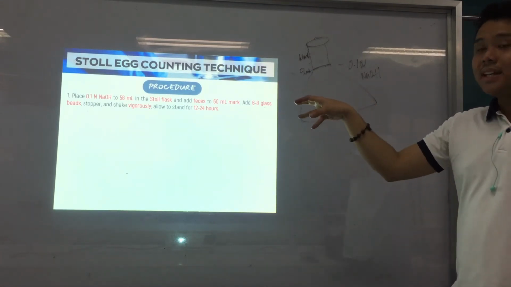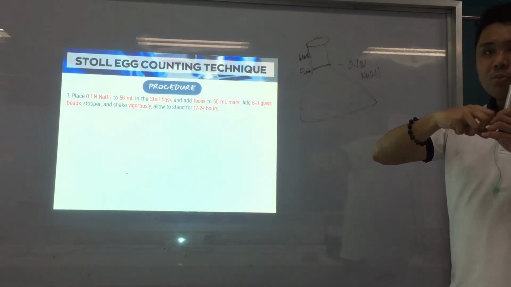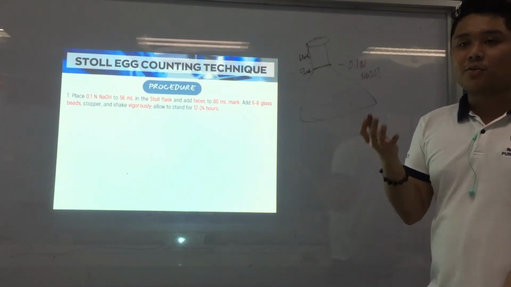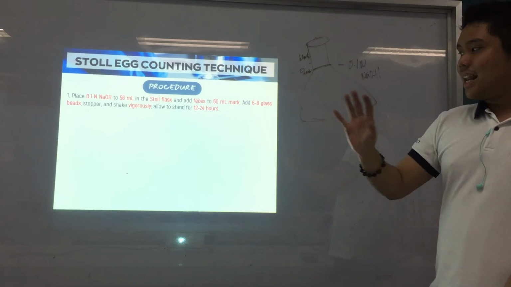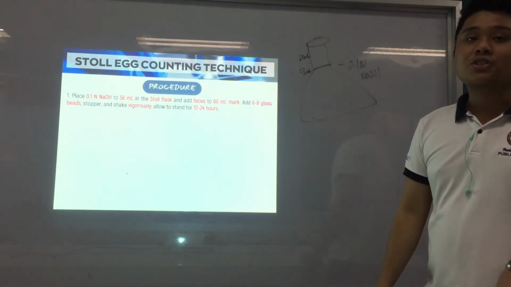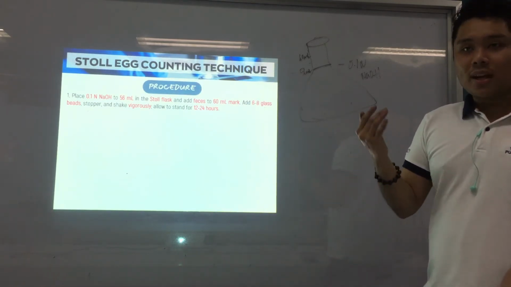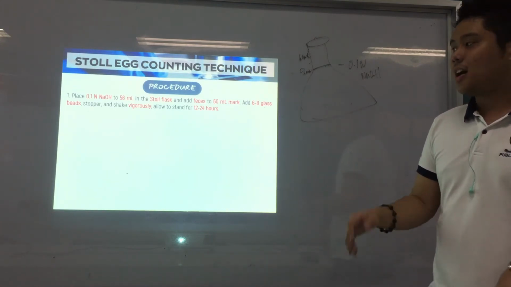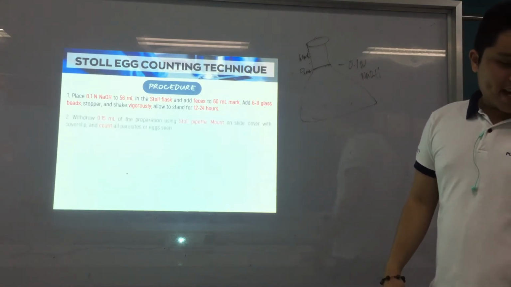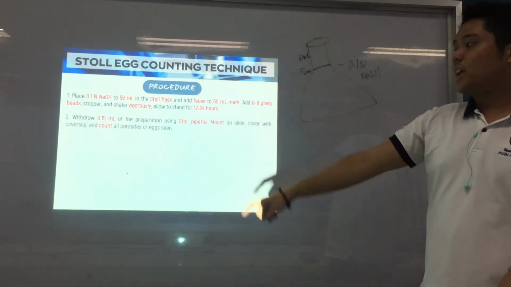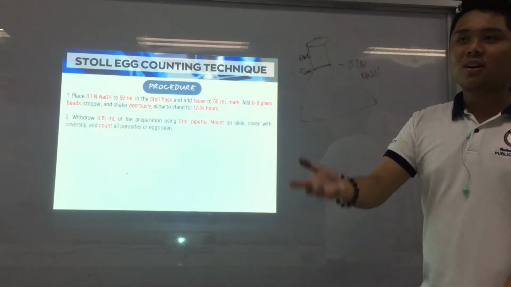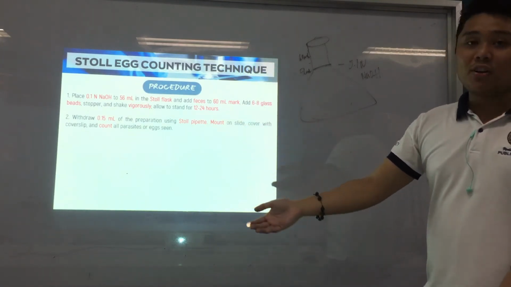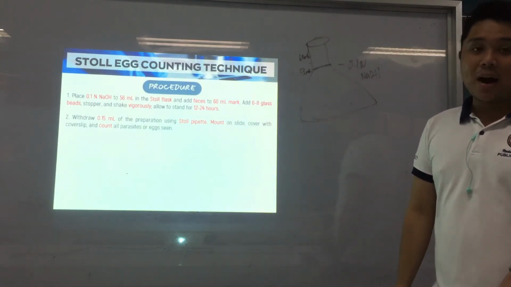The purpose of the beads is to break up the stool sample if there are solid clumps there, and then let it stand for 12 to 24 hours. Again, for clearing purposes, so that you will visualize the eggs much clearer. Now, the second part is you withdraw 0.15 ml using a Stoll pipette, which is like a Pasteur pipette. You mount on the slide, cover with the cover slip, and count the parasites seen.